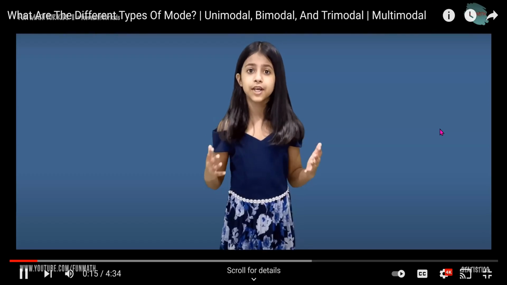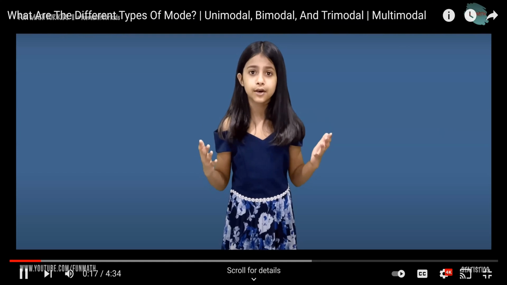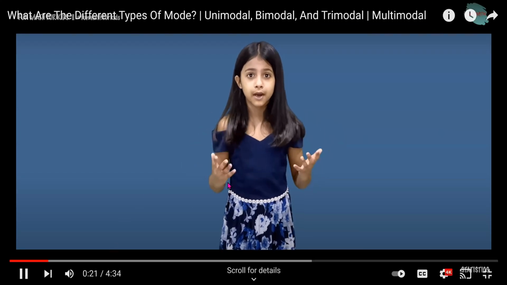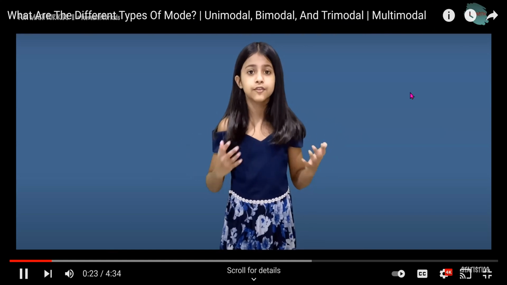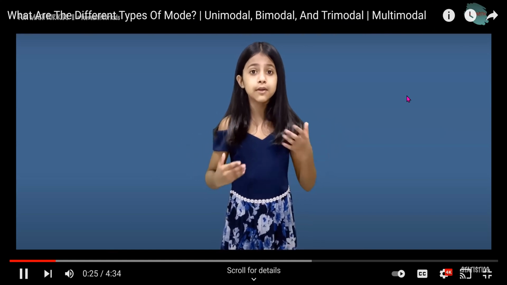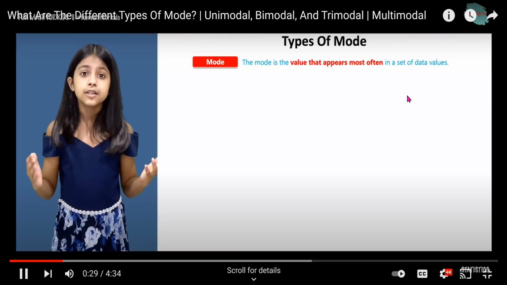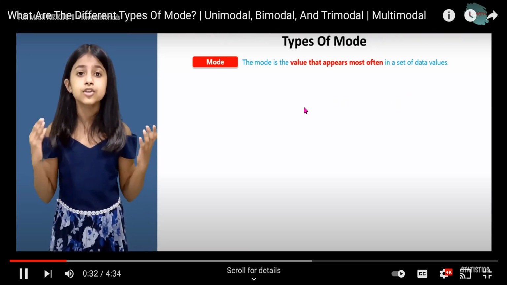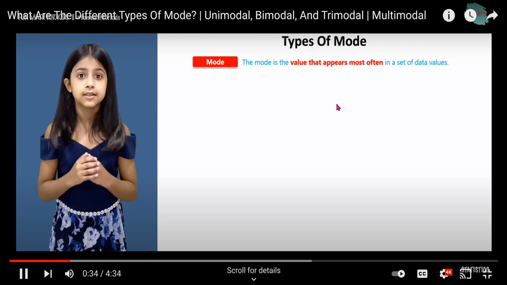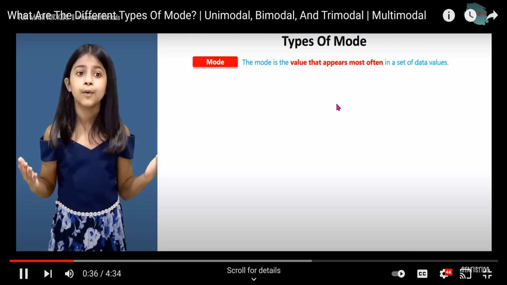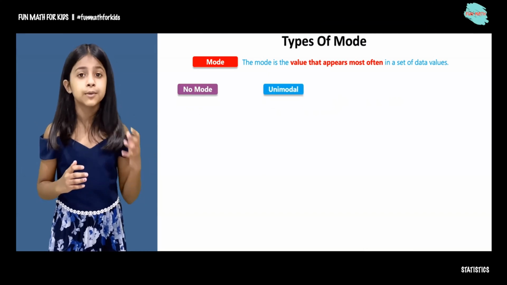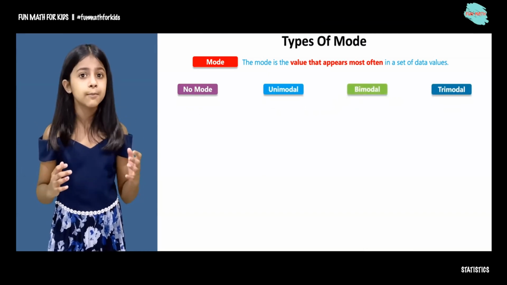Hi, welcome to Fun Math. Today we will talk about types of mode. In the previous video, we talked about what is mode and how to find it. Now to quickly review, what is the mode? The mode is the value that appears most often in the data set. There are 4 types of mode: no mode, unimodal, bimodal, and trimodal.